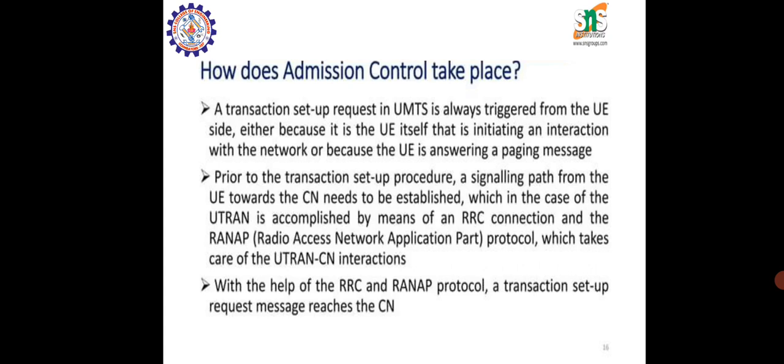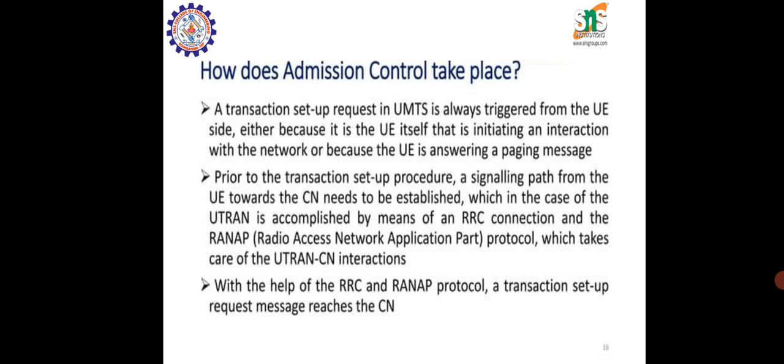Let us see how admission control takes place. The transmission setup request in UMTS is always triggered from the user equipment side, either because the UE itself is initiating an interaction with the network, or because the UE is answering a paging message.